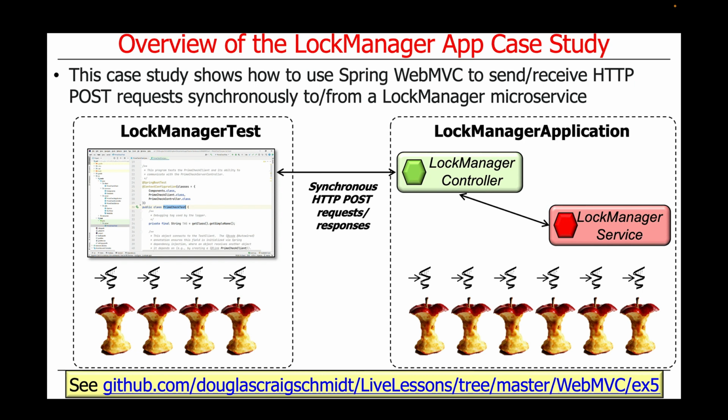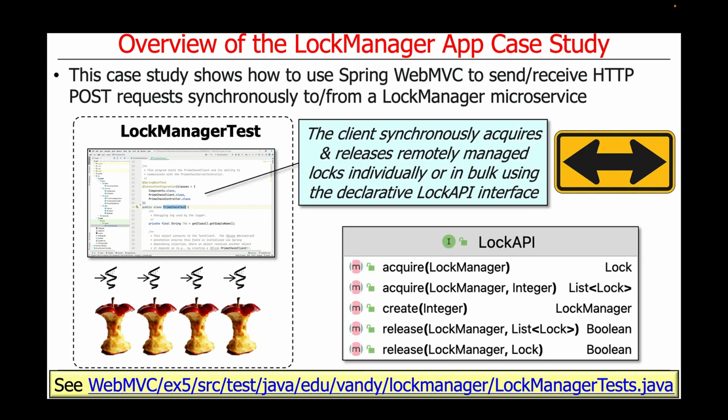We've been talking up to this point about using HTTP GET requests, and now finally we're going to see how to use HTTP POST requests. And this will be interacting with a LockManager microservice. The client will synchronously acquire and release remotely managed locks, either individually or in bulk, using the declarative Lock API interface. This is also going to be different from what we've covered before because we're going to show how to use a special feature in Spring 6 called HTTP interface clients to generate proxies for us automatically rather than having to write them by hand.